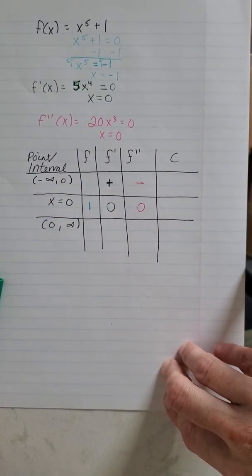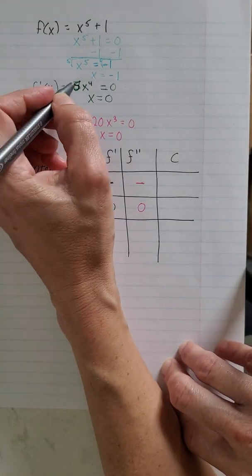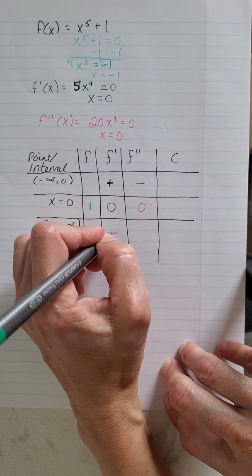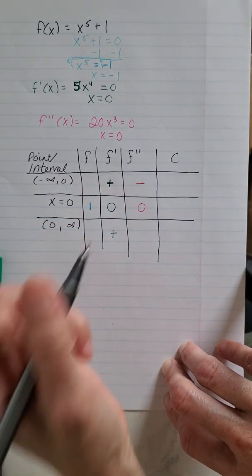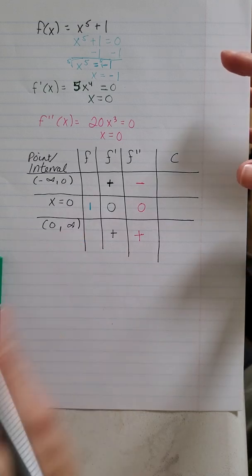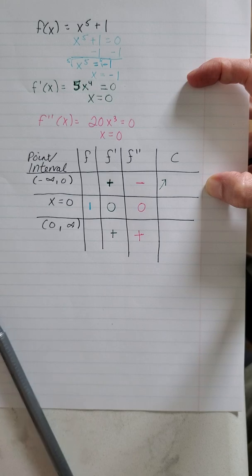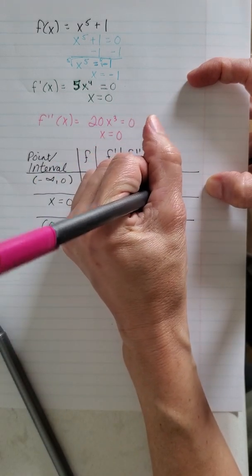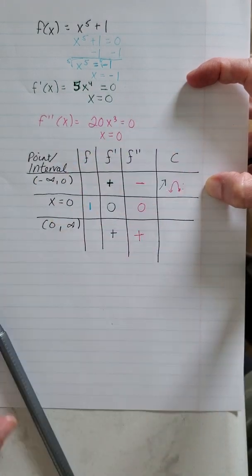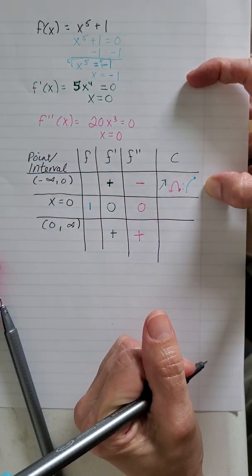And then if I pick some number bigger than 0, like say 1, if I plug 1 into the first derivative, it's positive. And if I plug it into the second derivative, it's also positive. What does all this mean? This means here that we are positive, we're increasing, but concave down. Increasing concave down looks like this. Looks like half of a parabola, like that.